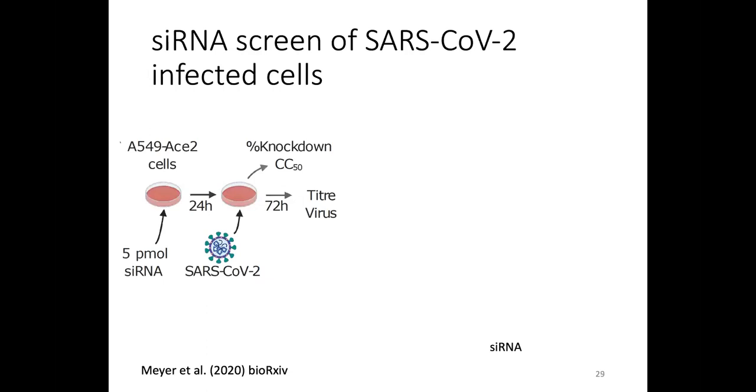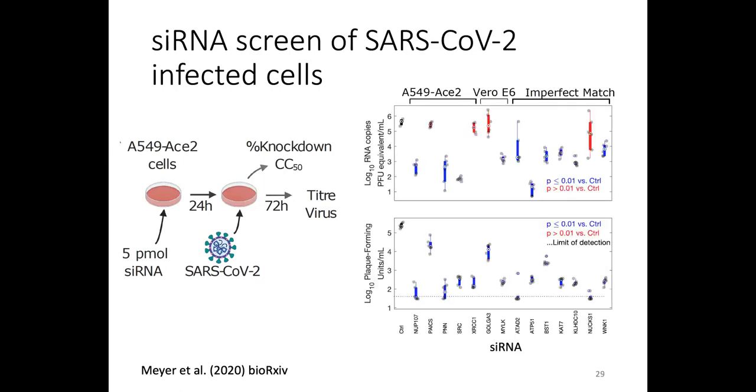We performed an sRNA screen in A549 ACE2 cells. We added the sRNA. 24 hours later, we added the virus, and we allowed infection to proceed for 72 hours. And what we found is if we looked at viral RNA copies, about 2/3 of our hits showed a significant reduction in viral RNA copies compared to our mock here on the left.